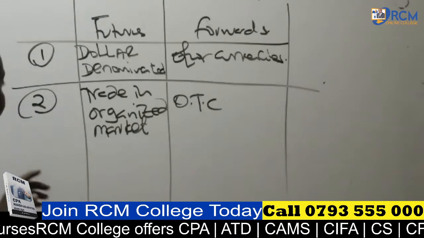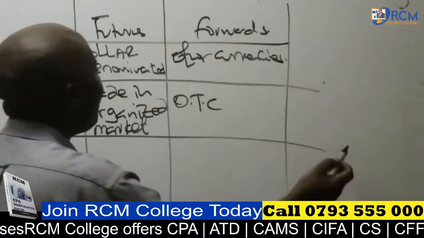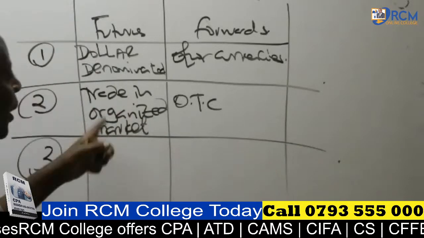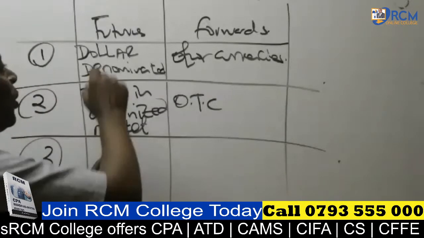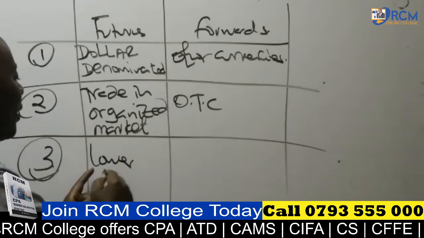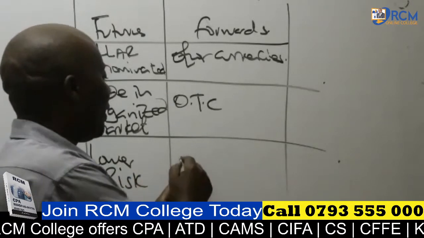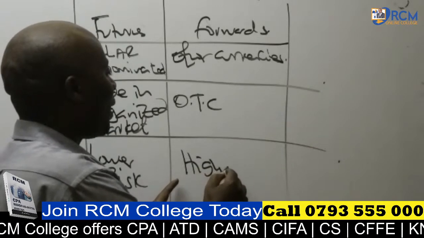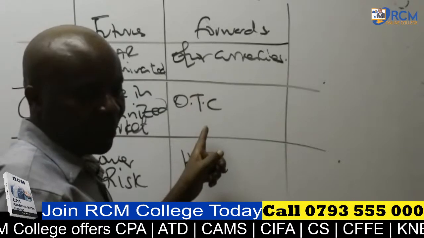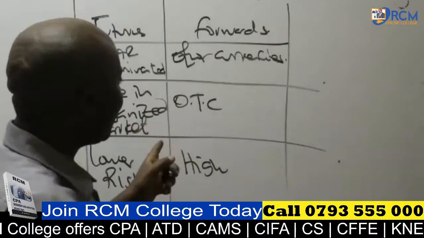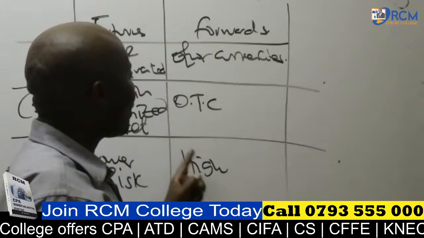Some lady here says that futures, because they are traded in organized markets, straight away have lower risk, while the forwards are high risk because they are over the counter and parties are involved. If things go wrong and one counterparty fails to pay, it becomes an international disaster. High risk.